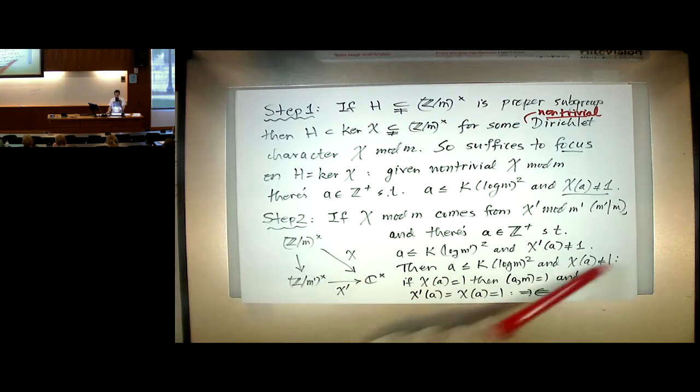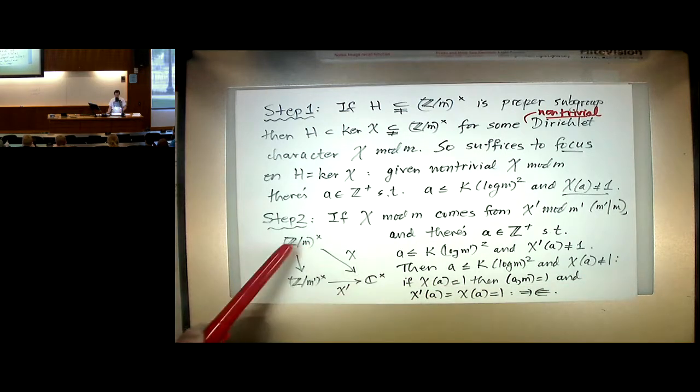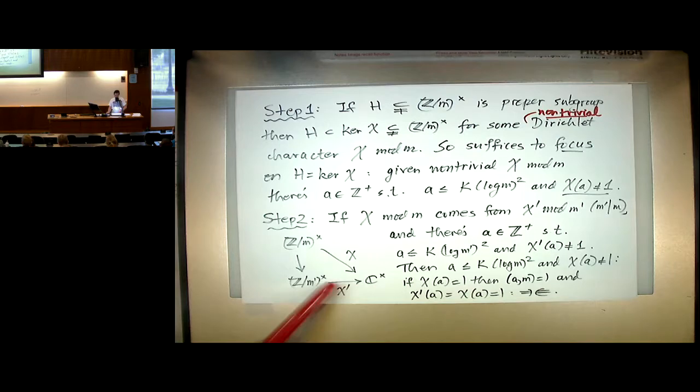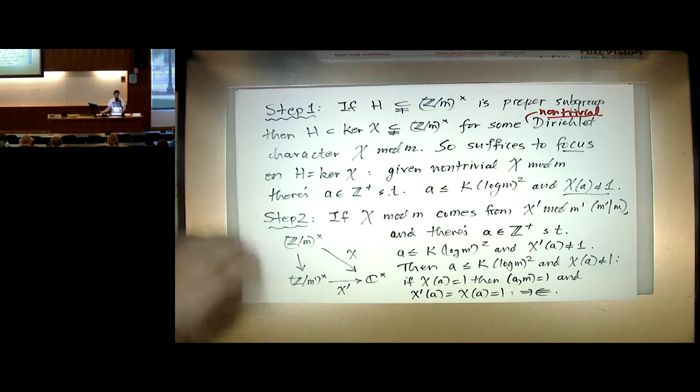And this character can't be 1 on that number, because if the character were 1 on the number, then the number is prime to m, and by the meaning of this character coming from this one, the value is the reduction followed by this value. So chi of A and chi prime of A reduced mod M prime are equal. Since chi prime of A is not 1, if chi of A were 1, you'd run into a contradiction. So if the goal is attainable, it really suffices to prove it just for the characters that don't come from smaller modulus characters. In other words, we can focus on primitive characters. So we only have to worry about the primitive case.